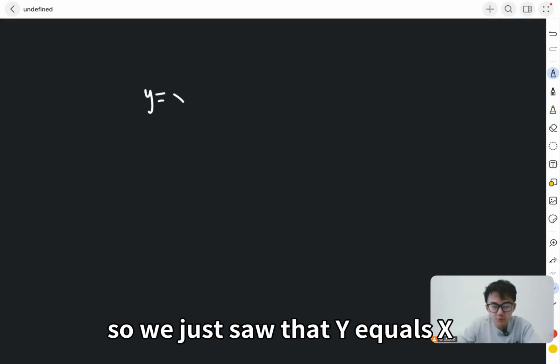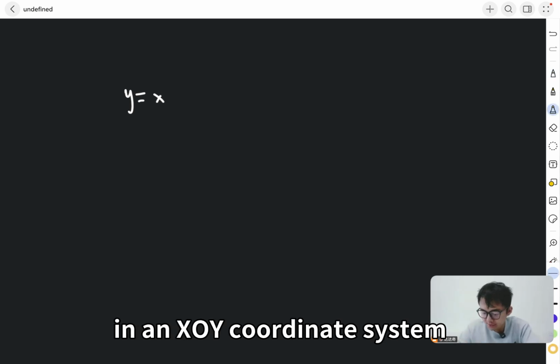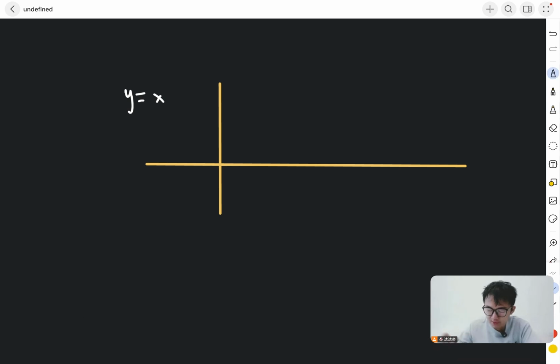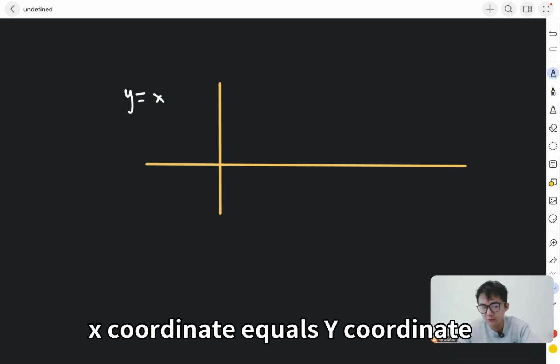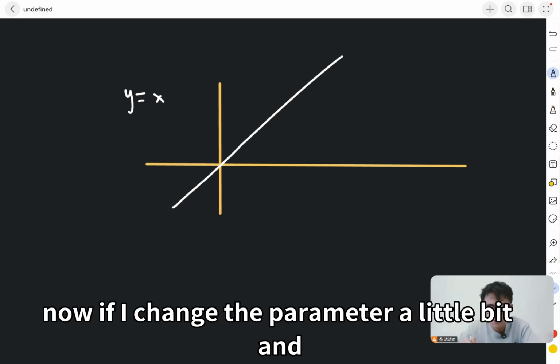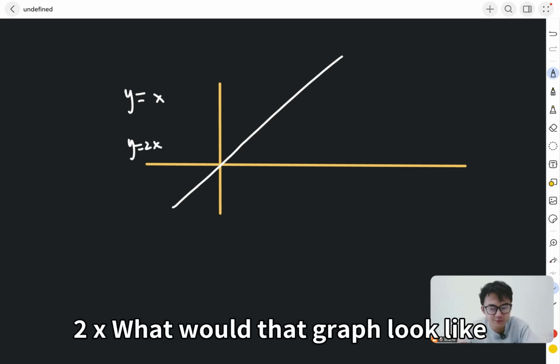So we just saw that y equals x expresses a specific relationship. In the x-y coordinate system, it's a straight line where every point's x coordinate equals its y coordinate. It's a straight line. Now, if I change the parameter a little bit and make it y equals 2x, what would that graph look like?